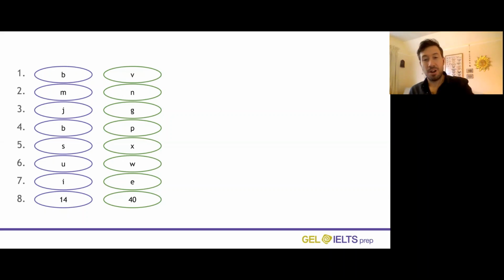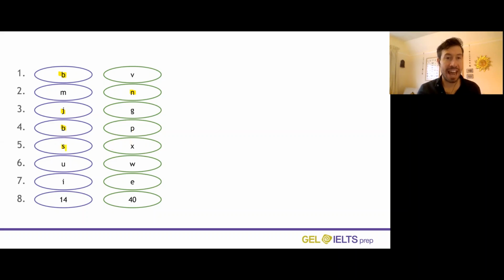Okay, so hopefully you chose the following ones. The first one, I said B. That's different to V. They sound very similar, but this is a B. The second one, I said N instead of M, which is this. N, which is this. So I said N. For the third one, I said J, and this one is G. So again, they're quite similar. Then I said B again instead of P.